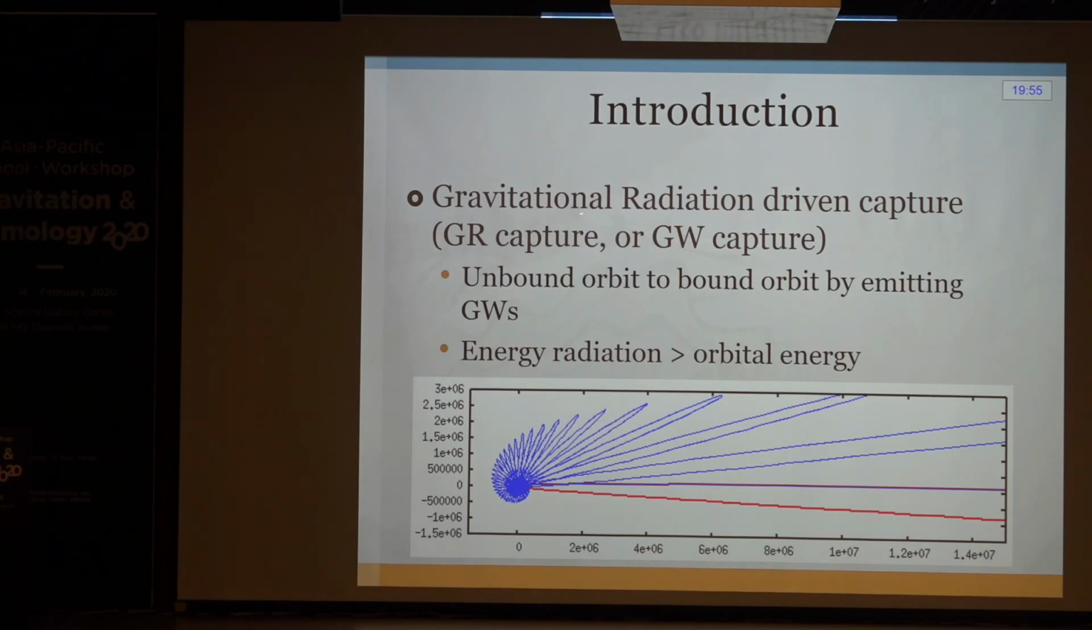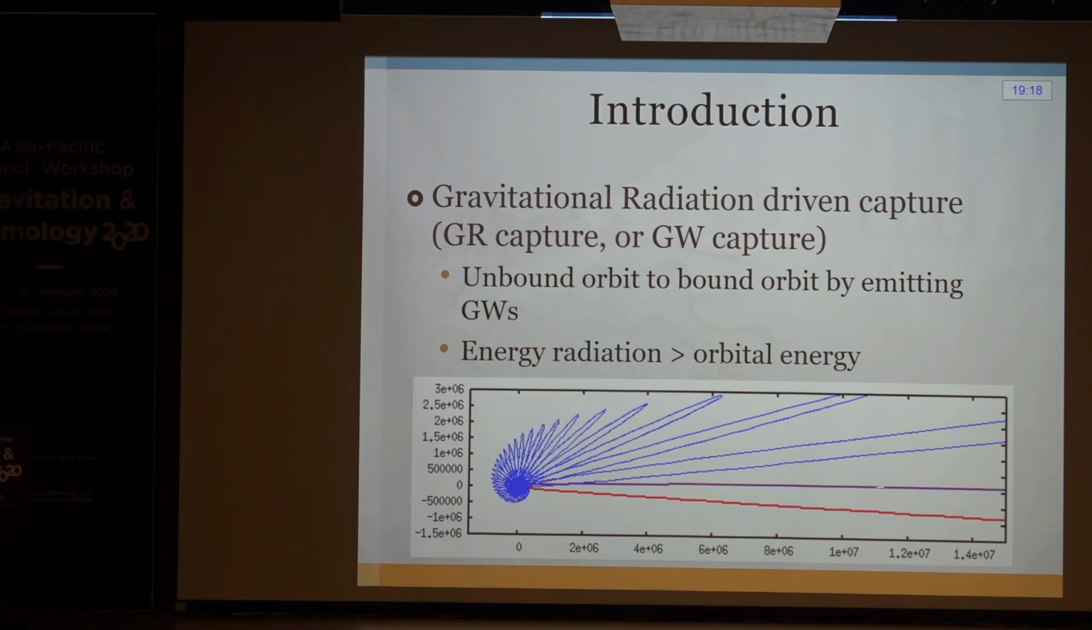The condition for the gravitational radiation capture is that the radiated energy is larger than the orbital energy. This is one example. Here, the red line is the orbit of the Newtonian. This is an equal mass case, but we just draw the relative orbit. So we fixed one particle and one black hole, and we just saw the other orbit.